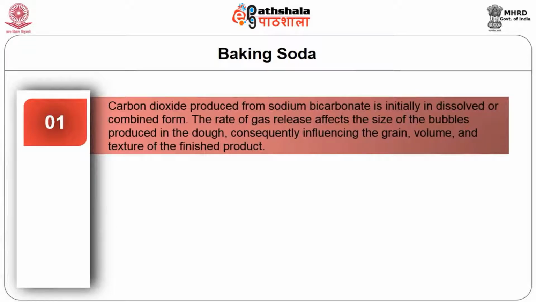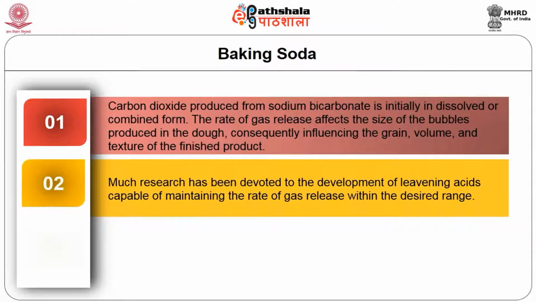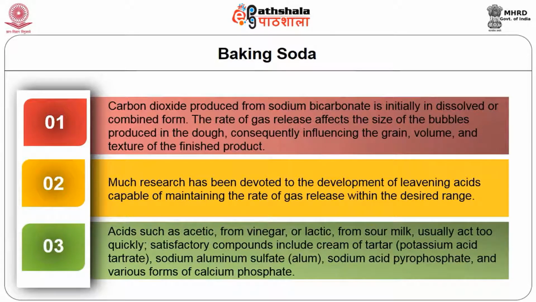Carbon dioxide produced from sodium bicarbonate is initially in dissolved or combined form. The rate of gas release affects the size of the bubbles produced in the dough, consequently influencing the grain, the volume and texture of the finished product. Much research has been devoted to the development of leavening acids capable of maintaining the rate of gas release within the desired range. Acids such as acetic from vinegar or lactic from sour milk usually act too quickly.